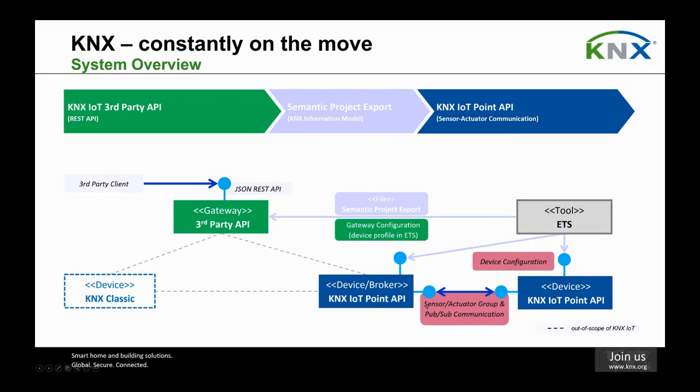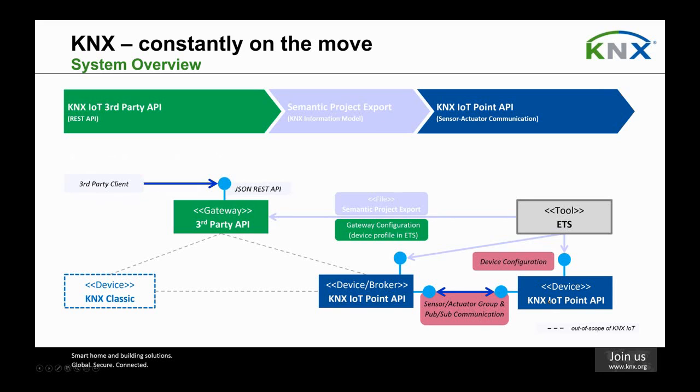On the other side would be these sensor actuator communication based on IPv6 networks, which we refer to as KNX IoT Point API. This can be devices or brokers. So here a broker is shown and here a device. Between those two devices would be this sensor actuator group and pub/sub communication.